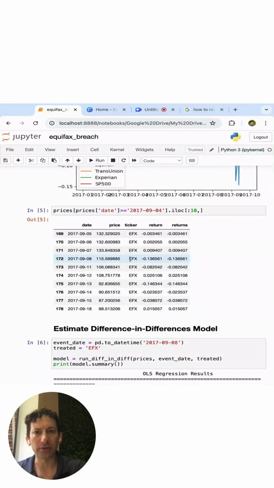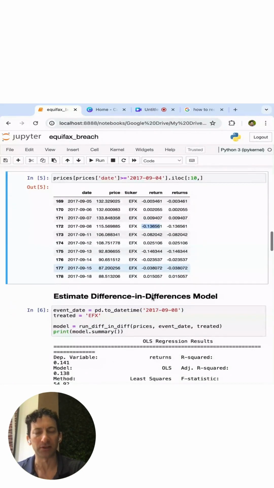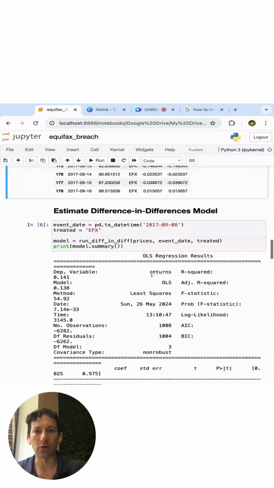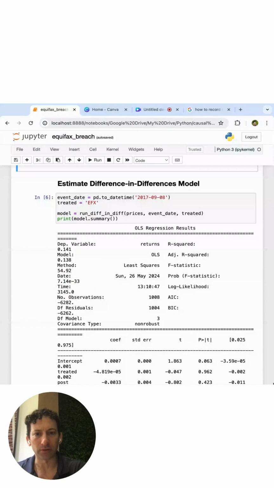So in here, you see that the event happened on September 7th, but the first day of trading afterwards was on September 8th, and the stock dropped by 13%. Now, this is a simplified exercise. I'm only going to look at the impact of 1 day returns. If you were doing this in real life, you would want to consider probably longer run impacts as well. But this is just a simplified model. So you can see, wow, this really doesn't look good.